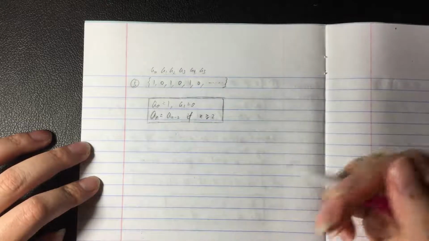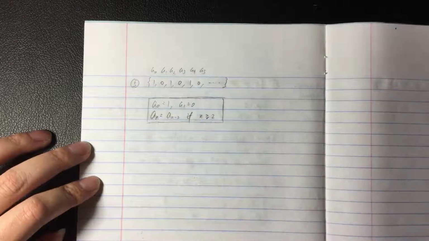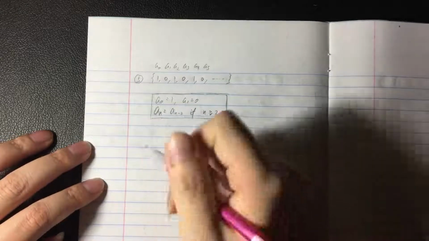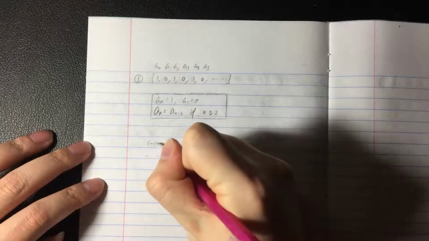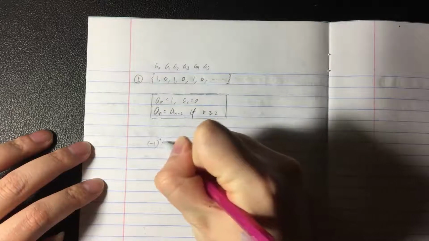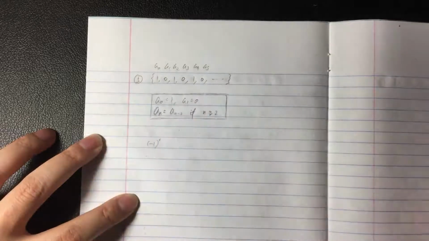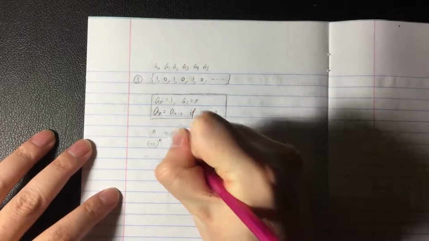Can we find a closed formula for the sequence? For this sequence, finding a closed formula is not easy, but let's try. Let's try to compare this with some special sequence. Consider the sequence -1 raised to power n. Consider this special sequence, -1 raised to power n, and how it looks.